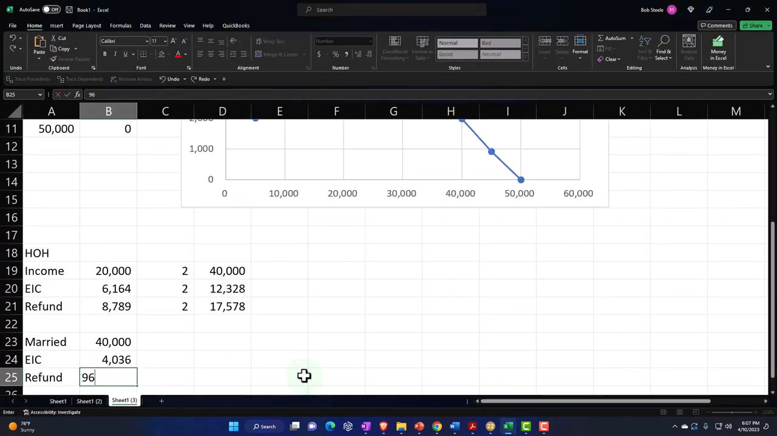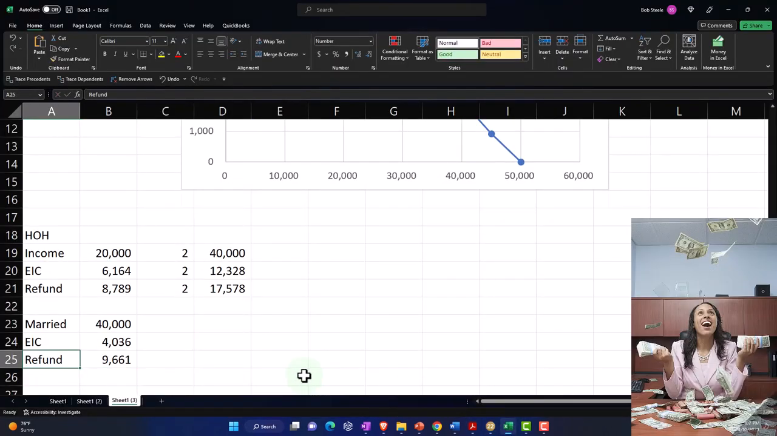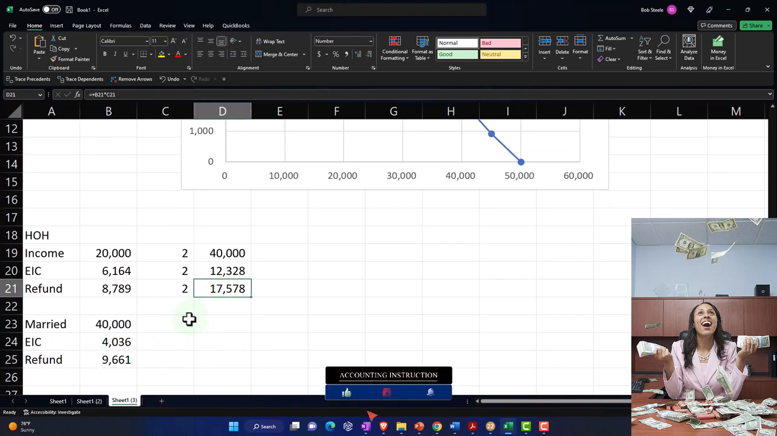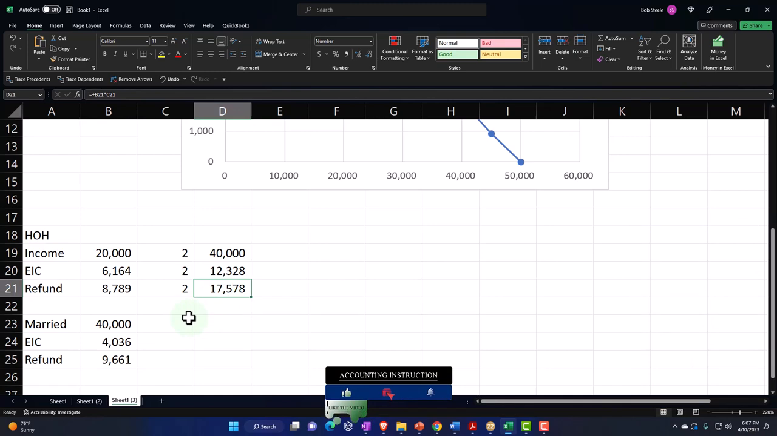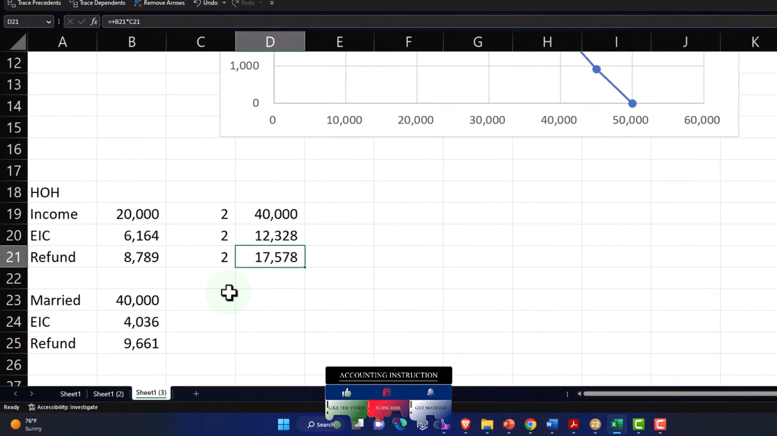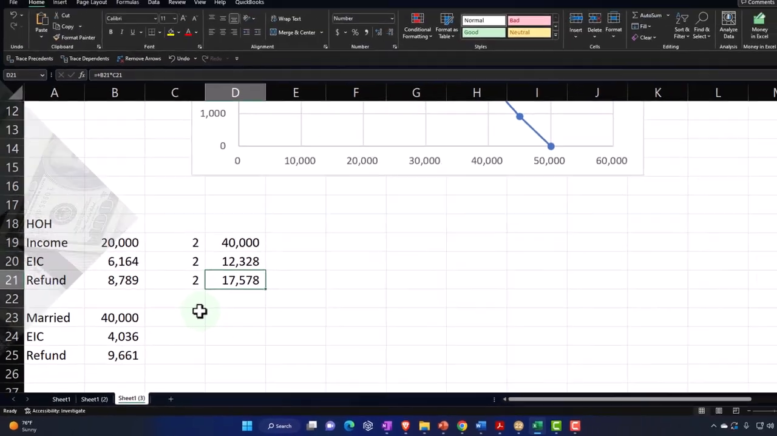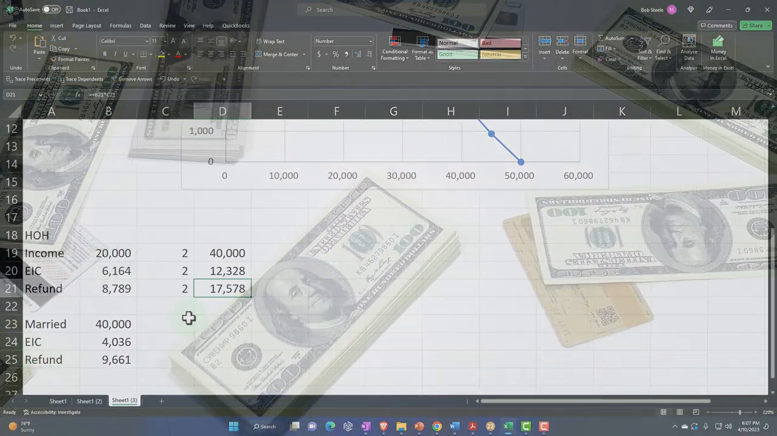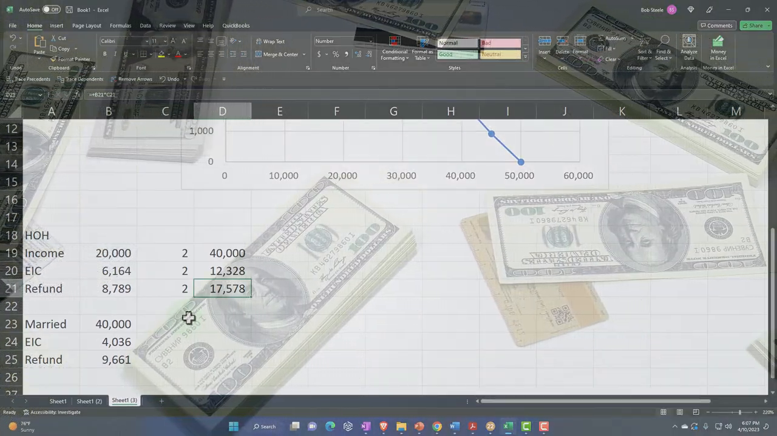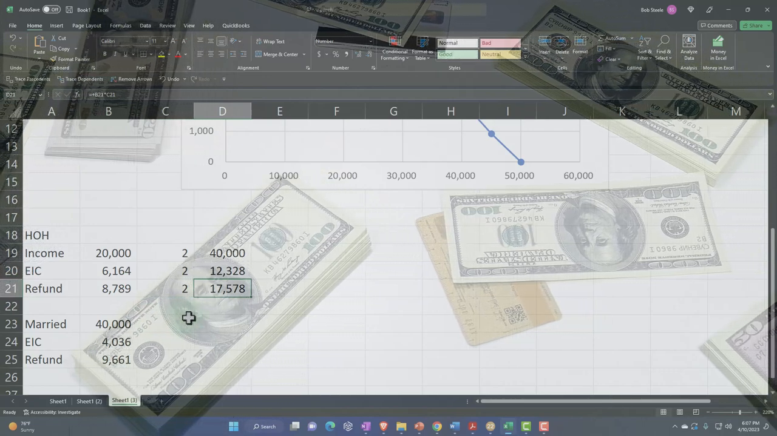So 9,661. So you could see a substantial difference between two people, head of household, that were in the same situation with two kids, who might see a substantial hit if they got married and had four kids and they were relying on the earned income tax credit, if I did that correctly. I know I'm doing these quickly, but the bottom line is, if you have these refundable credits in particular, you want to make sure that you're doing some projections so you can see what the tax consequences would be.